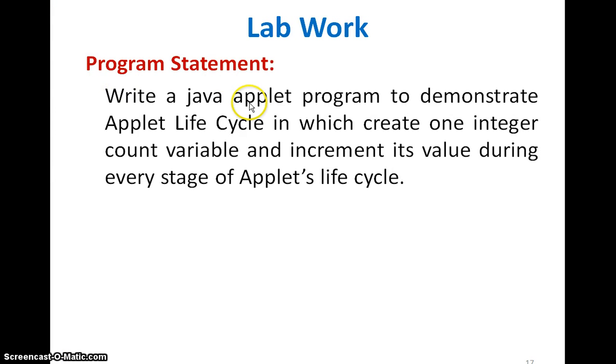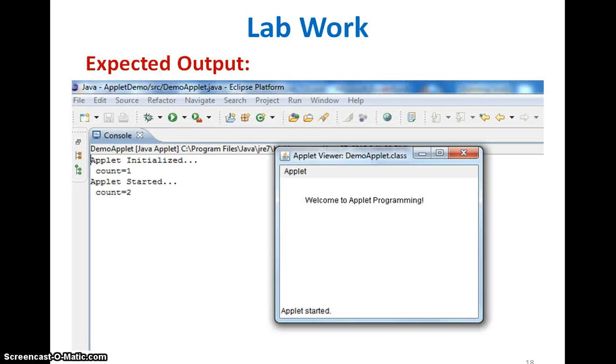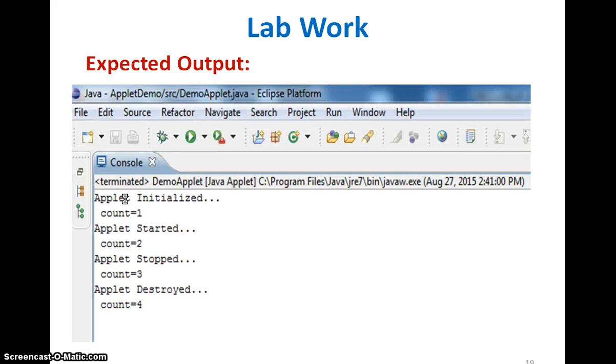As lab work, you will write a Java applet program to demonstrate the applet life cycle, in which you will create one integer variable at the class level. We will call it the count variable and increment its value during every stage of the applet life cycle. The expected output is, when you execute that program, in the applet initialize method call the count value will be 1. In the start method call, the count value will be 2, and we quit that applet viewer window. Then in the stop method call, the count value will be 3, and in the destroy method call, the count value will be 4. So this is the expected output of your lab work.